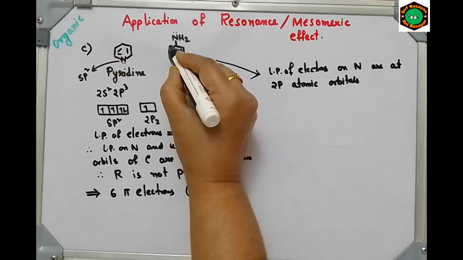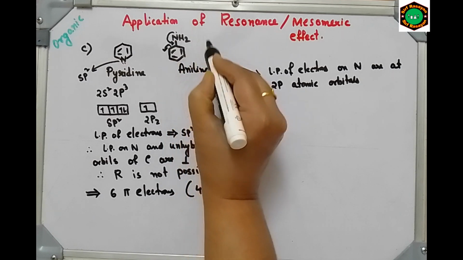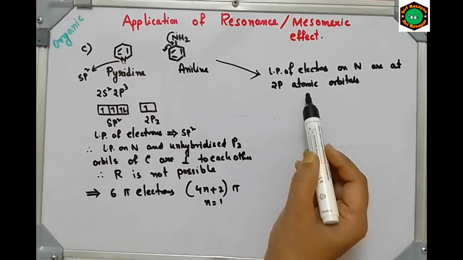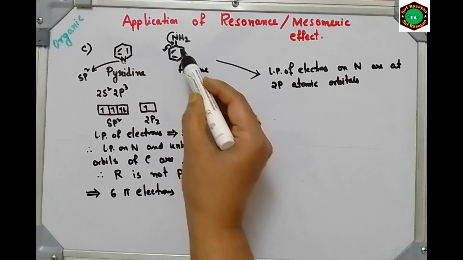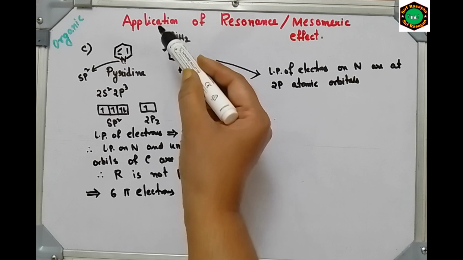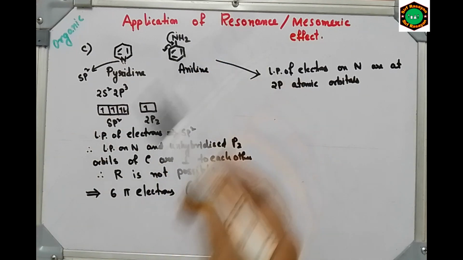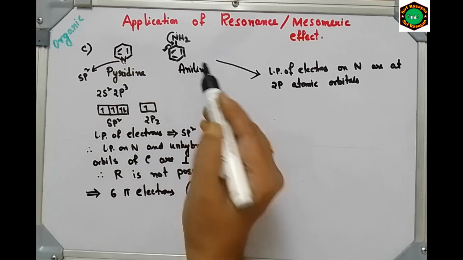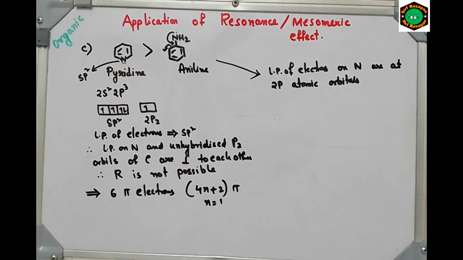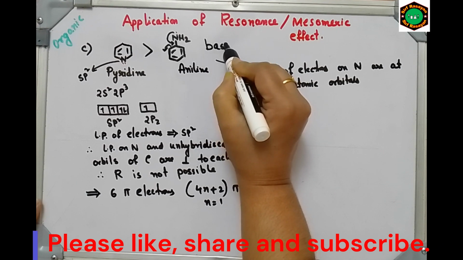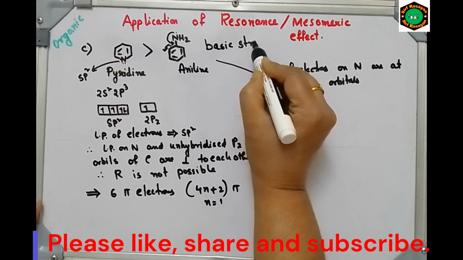You know how it is involved in resonance. Like this way you will get resonating structures. Since this lone pair of electrons is in a 2p atomic orbital, which is parallel to the unhybridized p orbital of the benzene ring, resonance is possible. Therefore this lone pair is partially involved in resonance and partially available for donation. And here it is fully available for donation. So between these two, pyridine is more basic than aniline. This is the basic strength order.